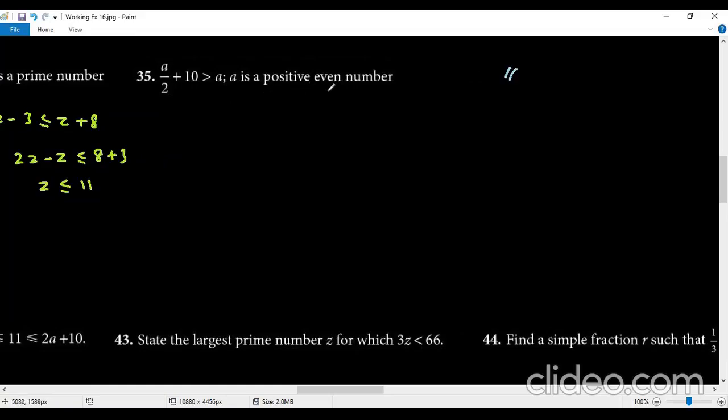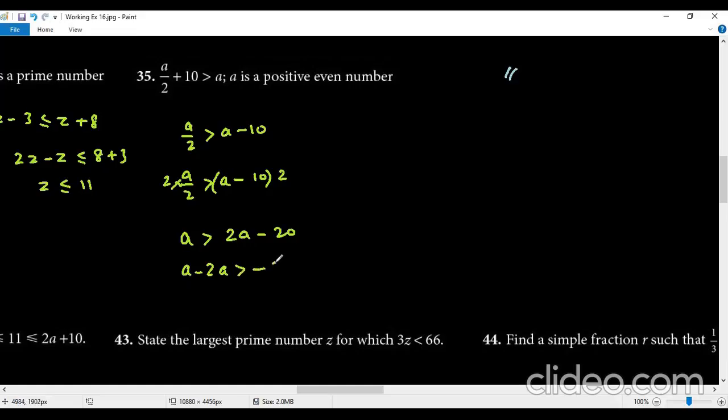Then comes question number 35, which is saying all the positive even numbers. So that means a over 2 greater than or equal to a minus 10. In this case, what we do is we multiply both the sides by 2 to get rid of this 2. So it's going to be a greater than or equal to 2a minus 20. That means it's going to be a minus 2a greater than or equal to minus 20, and that means a is less than or equal to 20.